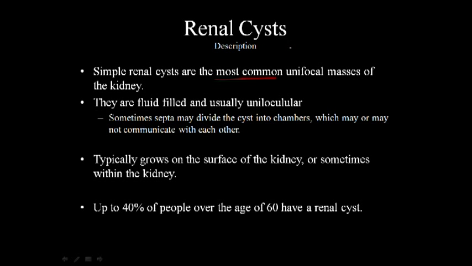A lot of times it gets people up in arms because you don't know whether they're malignant or benign, and you kind of have to go on the way they look. They are fluid-filled and usually unilocular, meaning that they pretty much don't have septations. So if you have this type versus this, you definitely want to see this, not this. That's not something that you want to see. Sometimes septa may divide the cyst into chambers, which may or may not communicate with each other, and then this is what you have to worry about: is it malignant or not?